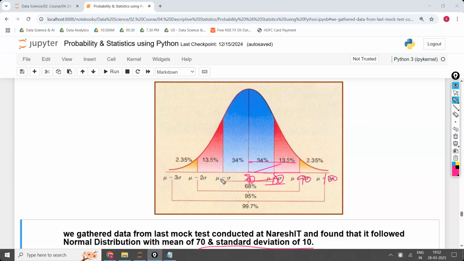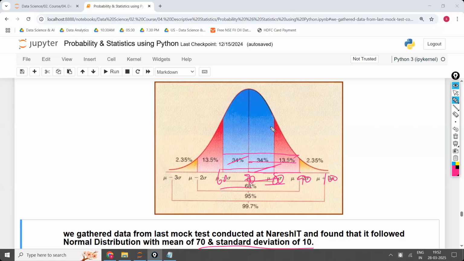What is the probability from 60 to 70? It means 34. What is the probability from 60 to 80? It means 68. What is the probability from 60 to 90? 68 plus 13.5, which is 81.5. So like this, we can easily calculate.